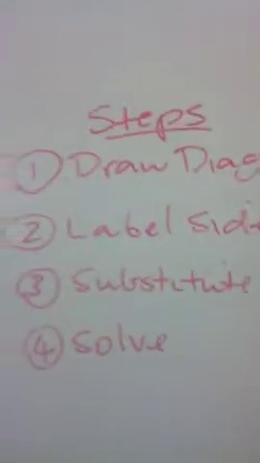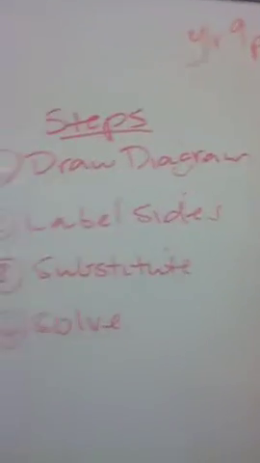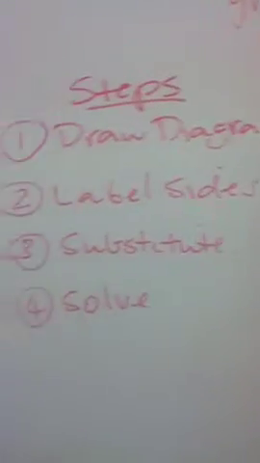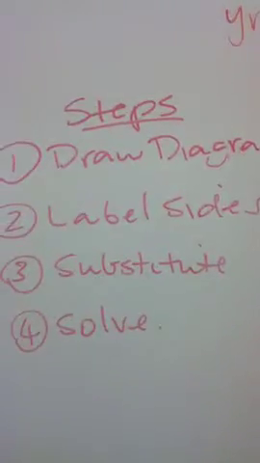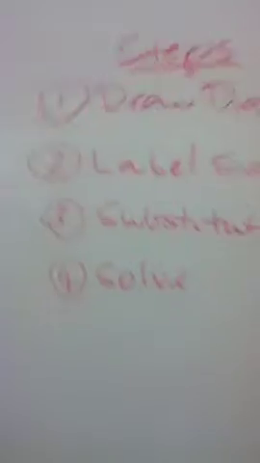Okay. To solve practical problems, you need to follow 4 steps. Those steps are to draw a diagram, to label sides, to substitute, and to solve. 4 steps. Our first practical problem that we're going to look at is my flagpole.